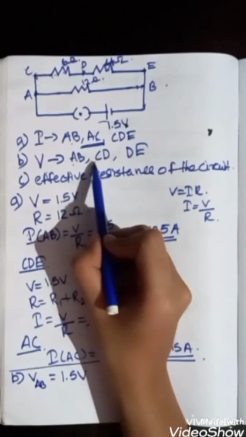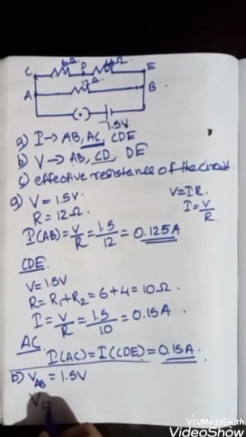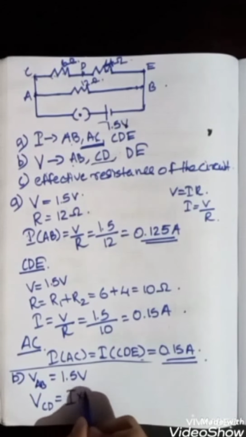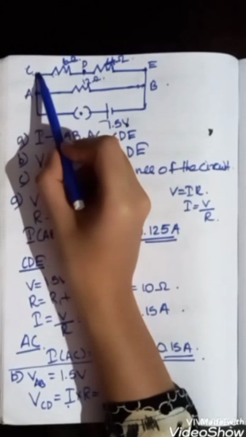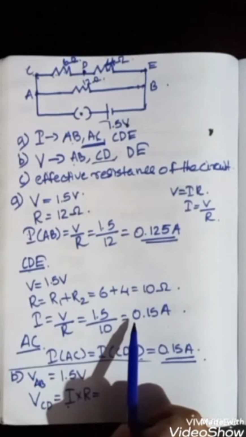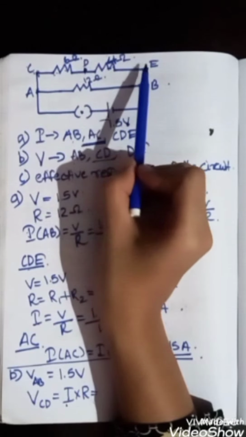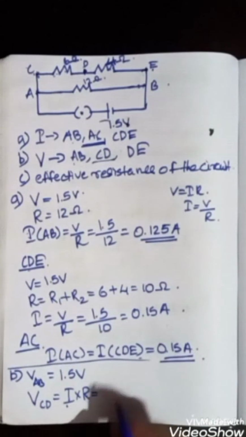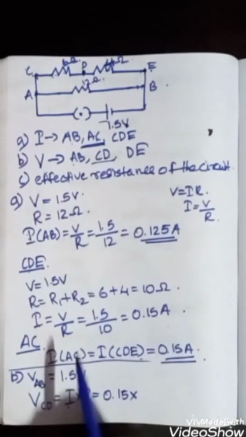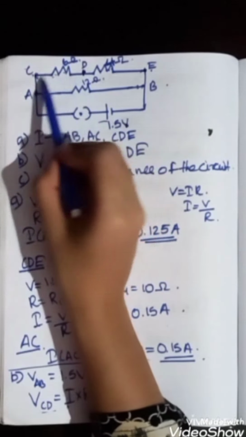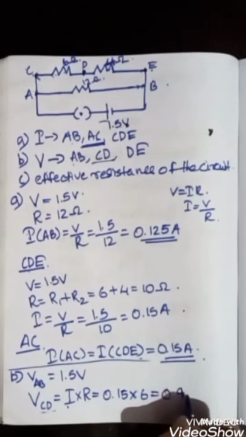Then we have to find the potential across CD, that is VCD. According to Ohm's law, it is I into R. Across CD, I is equal to 0.15 ampere, because it is connected in series. The current passing through CDE is 0.15 ampere, so across CD and DE also the same 0.15 ampere current passes through it because it is a series connection. What is the resistance here? In CD it is only one resistor, that is 6, so 0.15 into 6 is equal to 0.9 volt.